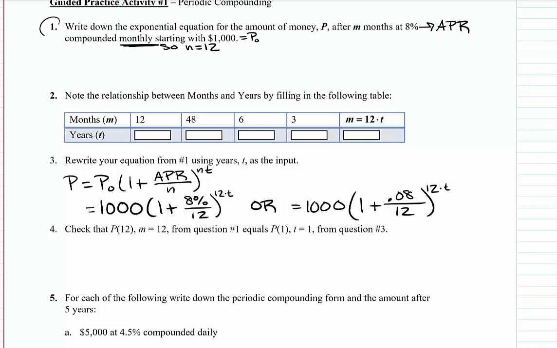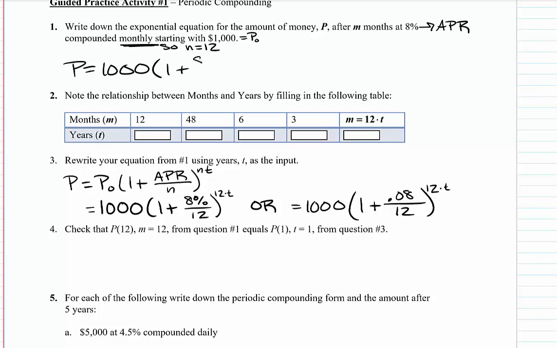Now, I want to go back to number 1 so that you can see how we can change this function of t, is what that's called, to be a function of m. So we used to use t as the input, years, but we can actually use m as being months as the input. So that's going to look like this, and I'll tell you why. Everything's going to be the same.